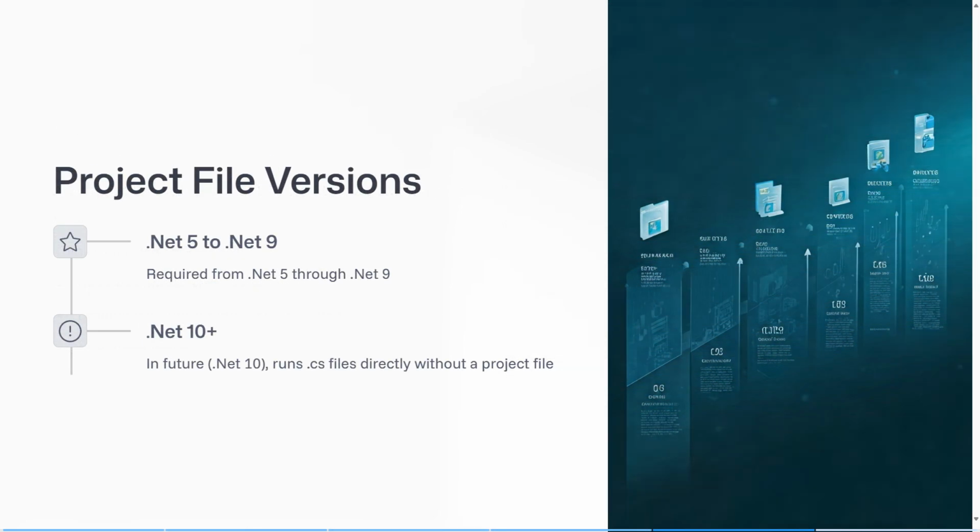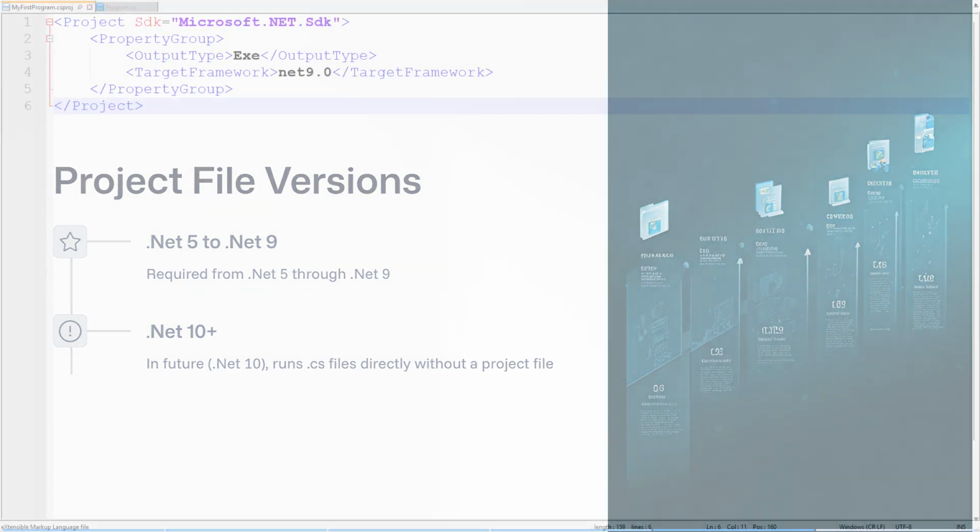Also remember, from .NET 5 up until .NET 9, the C# project file is required to run or build your project. But in future versions, like .NET 10, you'll be able to run .cs files directly without a C# project file. Now, let's go through the content of the C# project file.